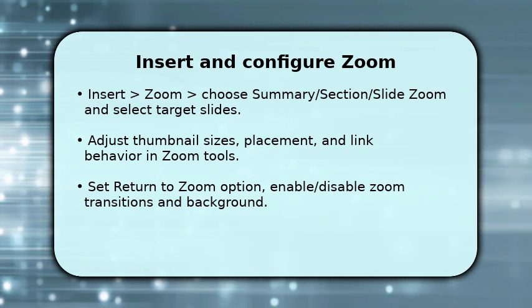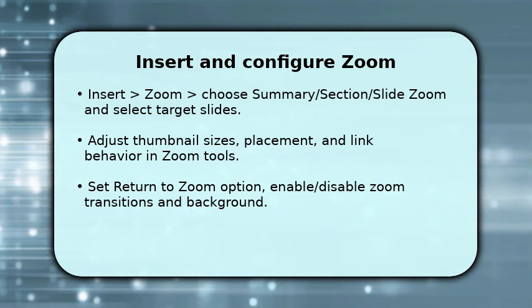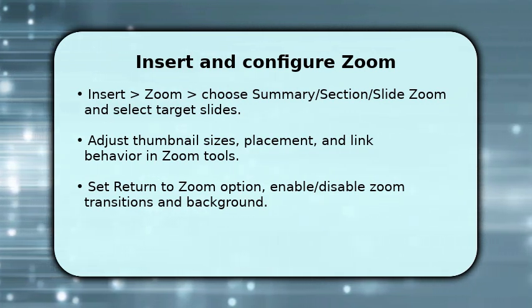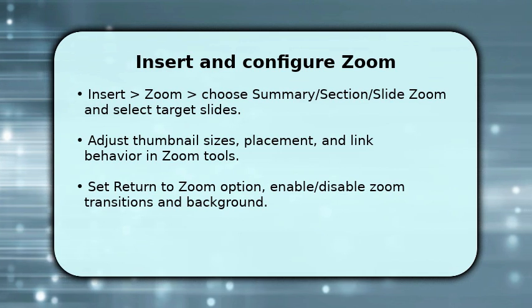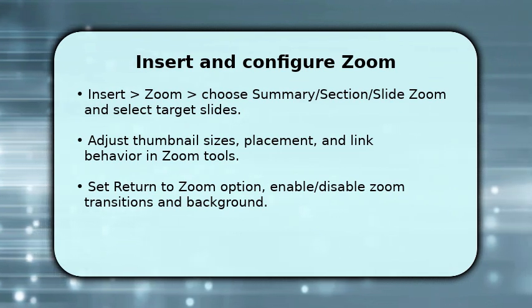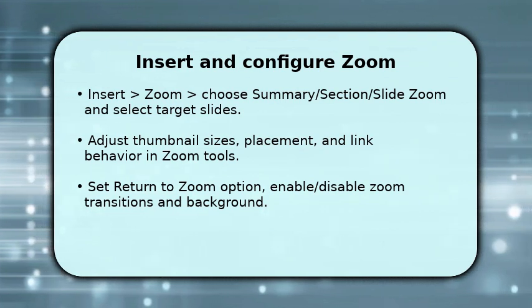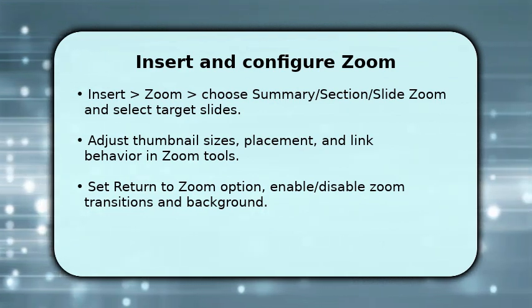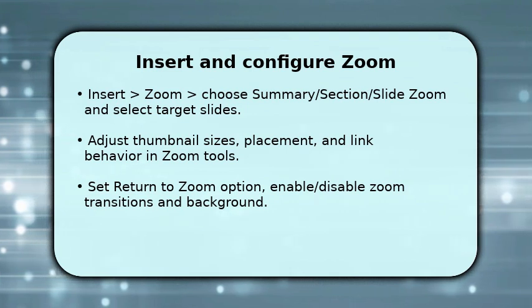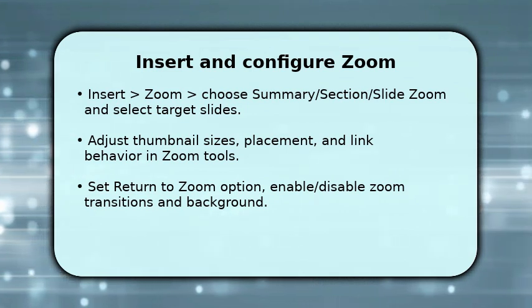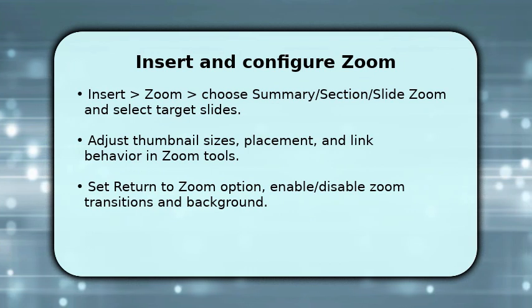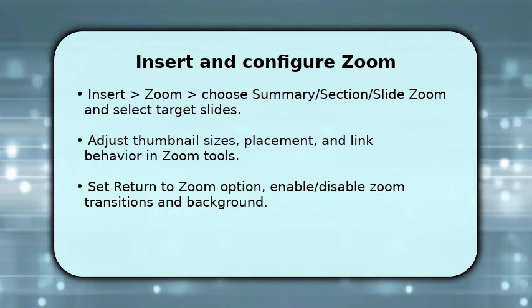Next, use zoom tools that open automatically. Resize thumbnails, arrange them, and use the Format tab to add borders or captions so viewers know where each jump goes. Make sure to enable or disable return to zoom depending on whether you want to come back to the hub. Also, tweak the transition and background settings so the zoom feels smooth and consistent with your theme.